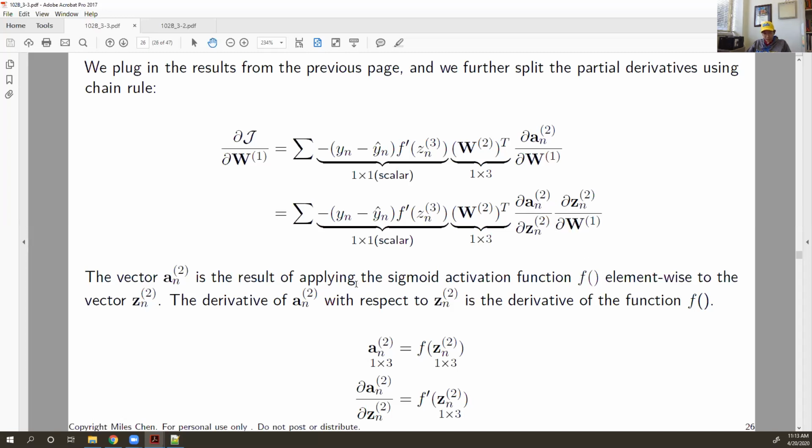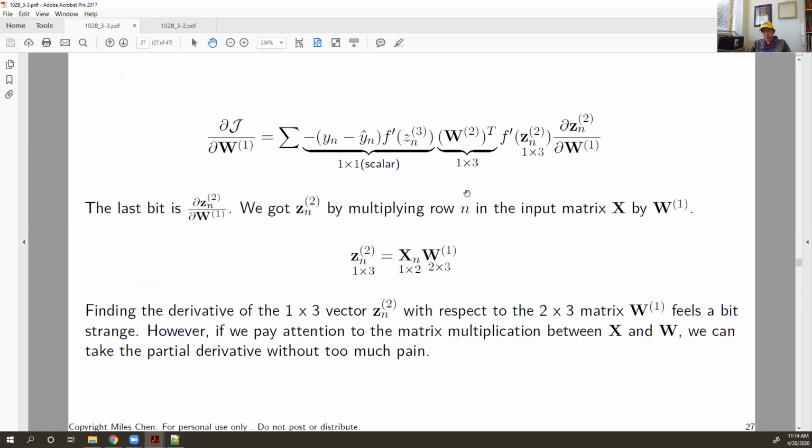Because A2 is the result of applying the sigmoid activation function, the derivative of A2 with respect to Z2 is the derivative of the function F. So this is going to just be F prime of Z2. I hope this part's okay, right? The derivative of this with respect to this is just going to be F prime of this. So I put that in there. So here we are. I've got a 1 by 1 multiplied by 1 by 3, and I got a 1 by 3 here, because we're just looking at one element.